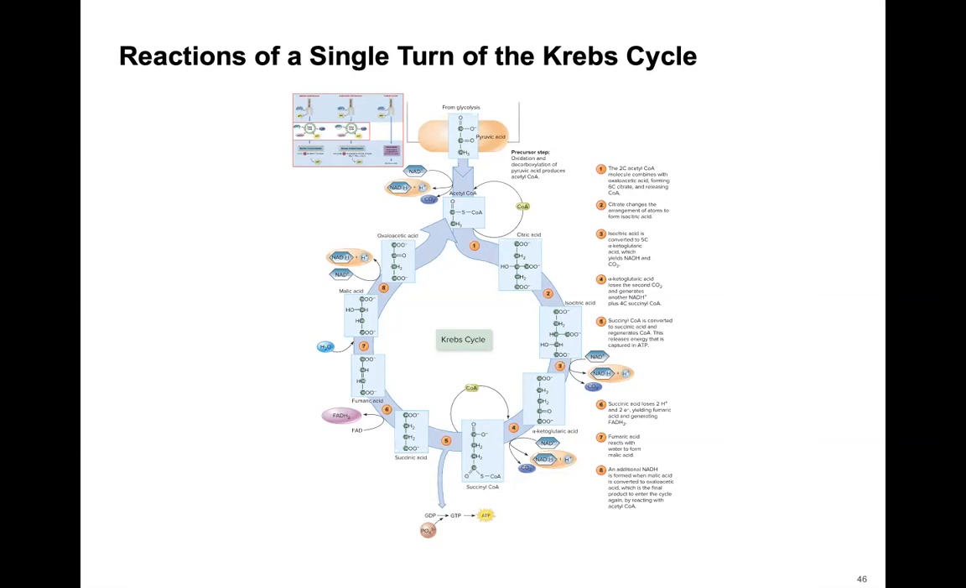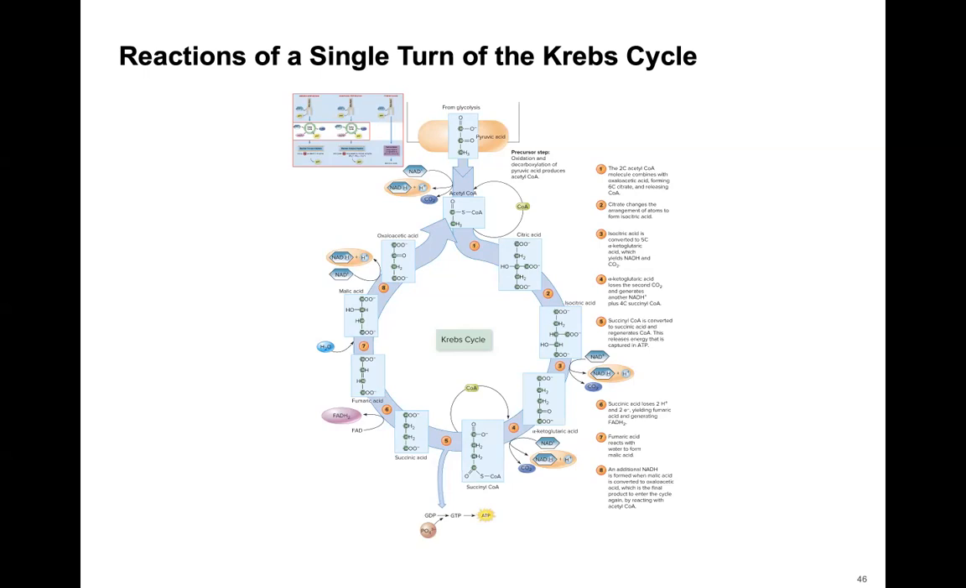During step 6, succinic acid will lose 2 protons and 2 electrons, generating an FADH2 and producing fumaric acid. I always remember that the FADH comes off when you're producing fumaric acid. They both start with F. Fumaric acid then reacts with water to form malic acid. And then the final step is an additional NADH is formed when malic acid is converted to oxoacetic acid, which is the final product that can enter the cycle again by reacting with a new acetyl-CoA molecule.